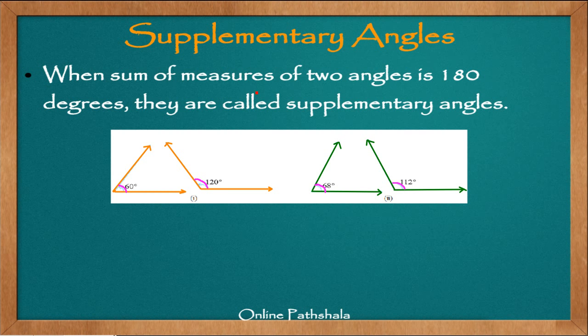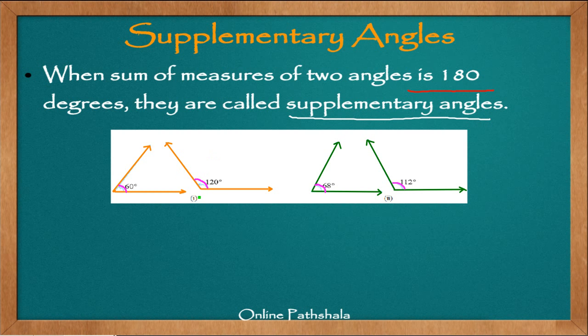Okay, so now let us understand what are supplementary angles. Supplementary angles are simply the pair of those angles whose measures sum to 180 degrees. That's all. If the sum of measures of two angles equals 180 degrees, then they are known as supplementary angles. And let us understand it using an example.